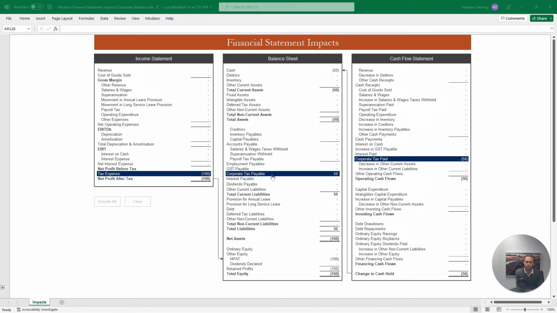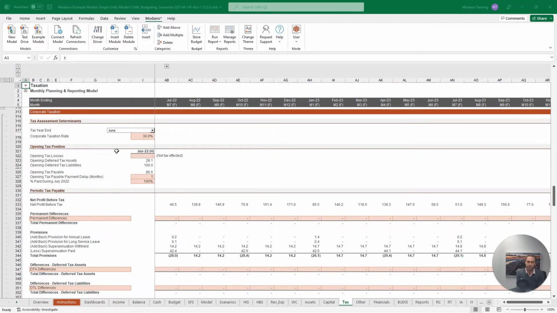These differences require a range of adjustments to be made when forecasting corporate taxation and are the reason why tax expense is not equal to the corporate tax payable by a business, and why deferred tax assets and liabilities often need to be reported on the balance sheet. Let's now work through how this is done in a financial model.